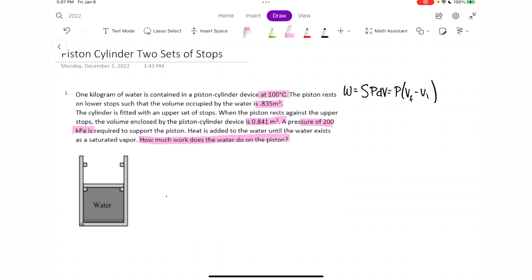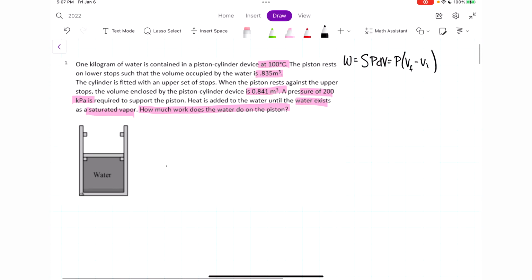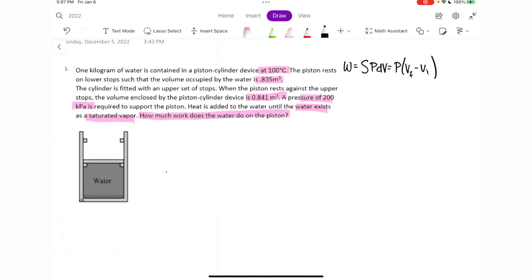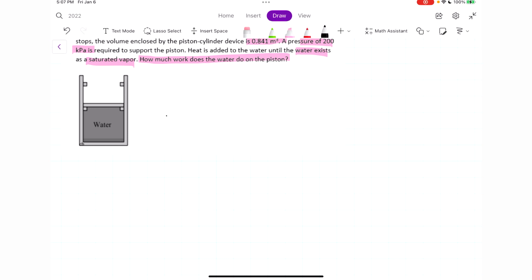And what else do we know? I think that's pretty much it. Oh, and we also know that our final state is going to be a saturated vapor. So perfect. Final state, saturated vapor. Let's go ahead and figure out our different states, or how many different states we have.